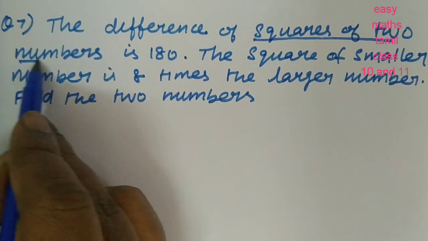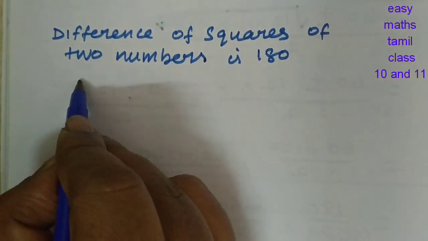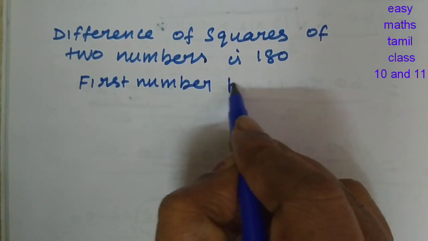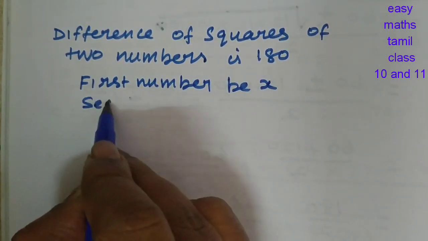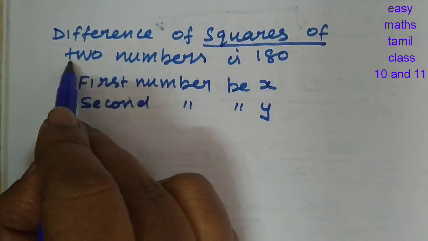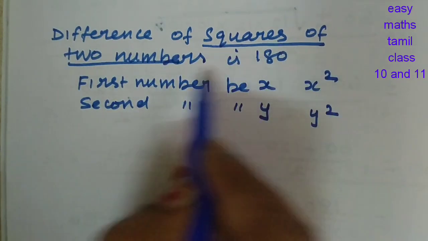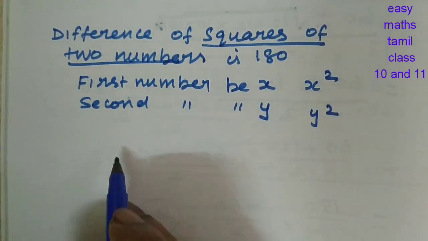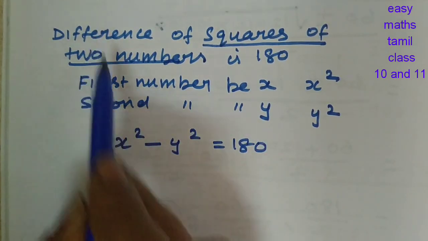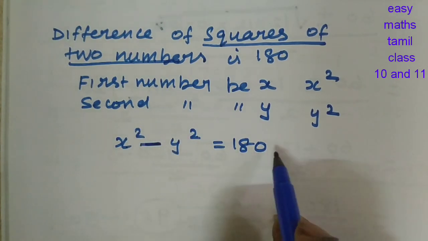Squares of two numbers is 180. First, squares of two numbers. Let the first number be x and let the second number be y. The squares of the two numbers mean x square and y square. The difference of squares of two numbers means we have to subtract these two values. So x square minus y square equal to 180. That is, the difference between the squares of two numbers is 180.